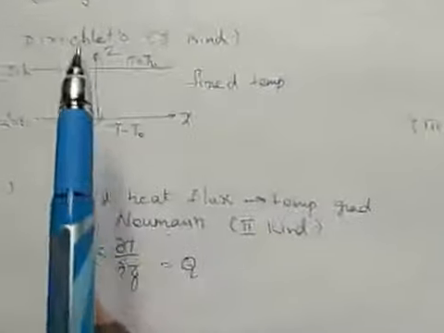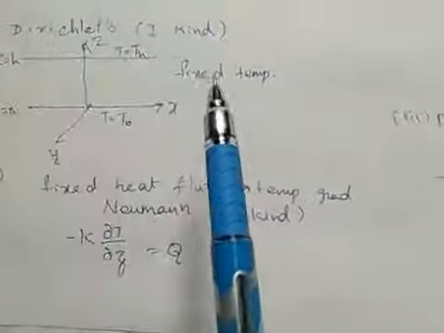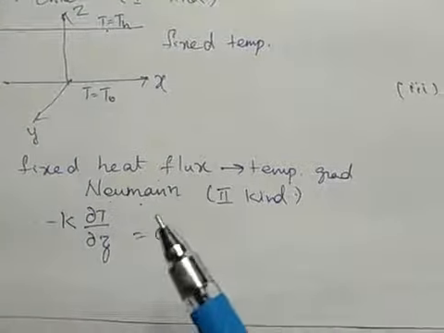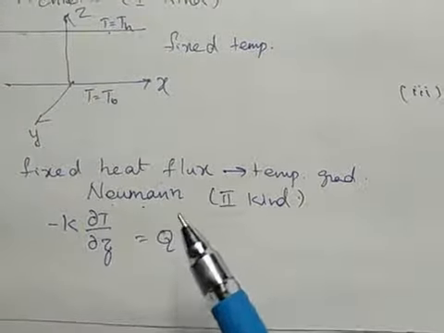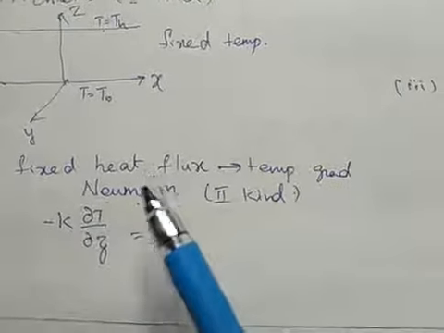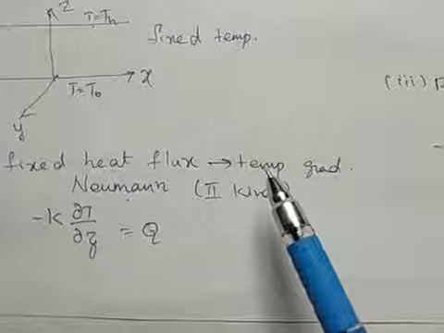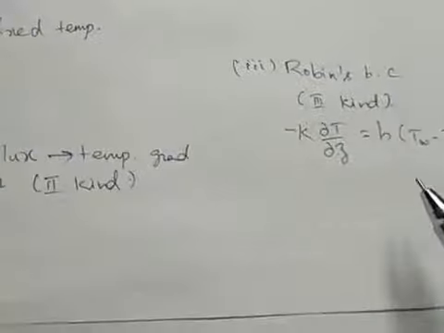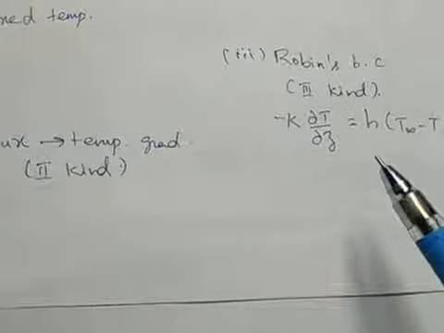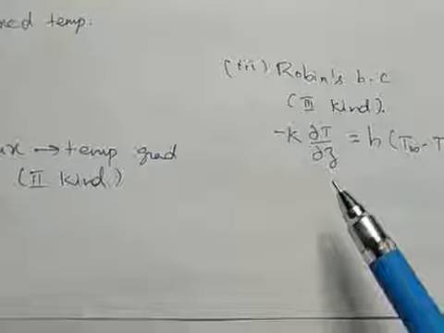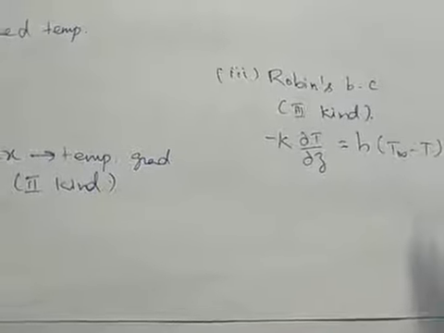First one is Dirichlet's condition. It corresponds to fixed temperature at the surface. Second one is Neumann's boundary condition. It corresponds to fixed heat flux at the surface which is related to temperature gradient at the surface. Last one is Robin's boundary condition, or third kind. It is given by minus k into ∂T/∂z equal to h into (T∞ minus T).